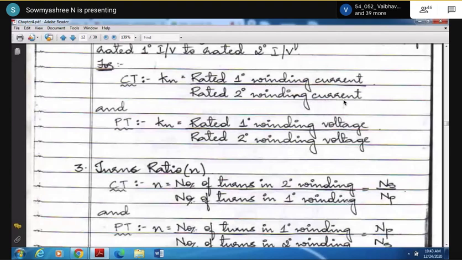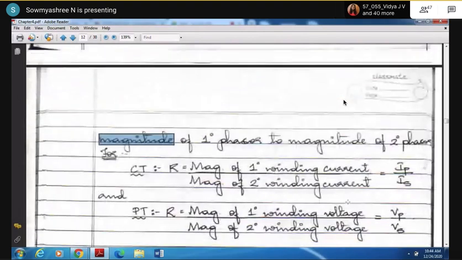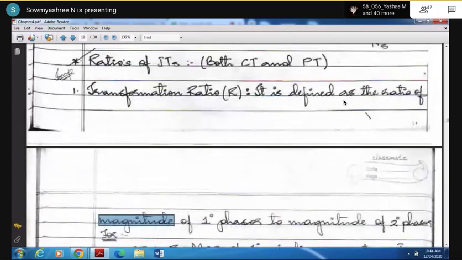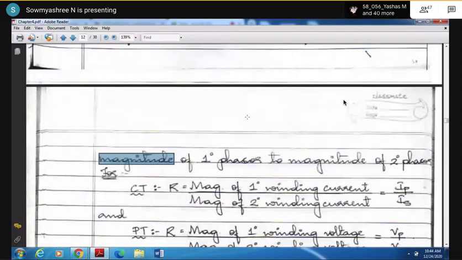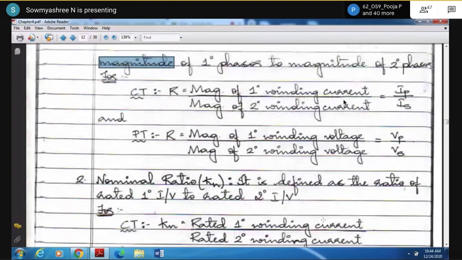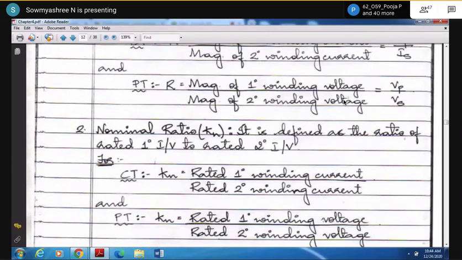What do you mean by turns ratio? While writing here, observe what is shown for both CT and PT, because it will change further. In the transformation ratio, for CT it was the ratio of the magnitude of primary to secondary, and for PT also it was the magnitude of primary to secondary. Whereas for the nominal ratio Kn, for CT and PT both it was the same: the ratio of primary to secondary only.